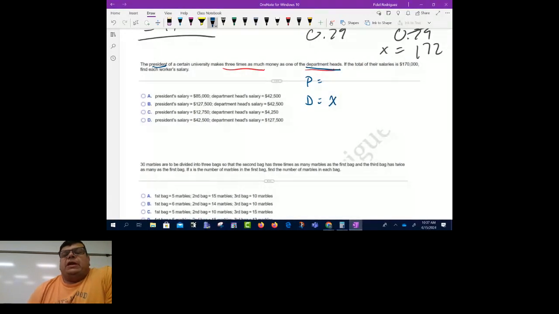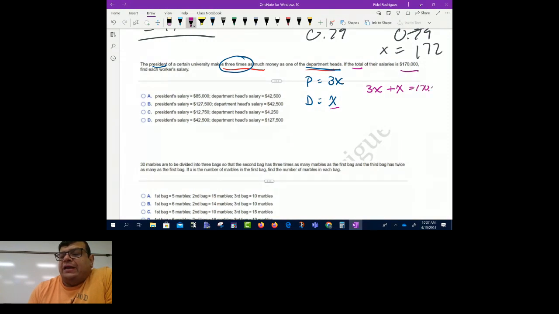We're going to call that one X. And if the president makes 3 times the amount, y'all, that's going to be 3X. Okay. Now, over here, y'all, it says the total of their salaries. Remember what that means? That means the president's salary, which is 3X, plus the department head salary, which is X.